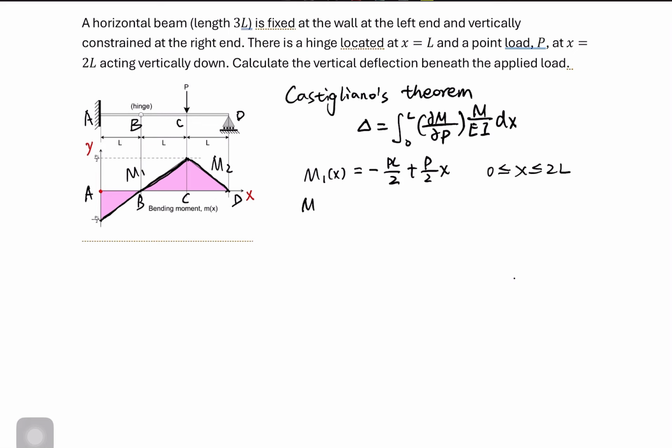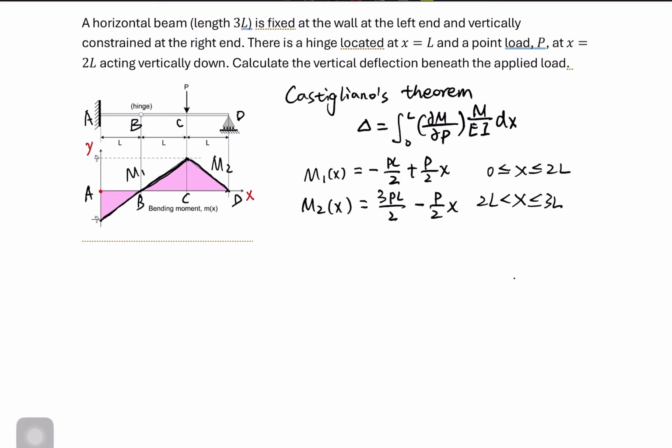And M2 is also very easy to derive. The function is 3PL over 2 minus P over 2 x, where x is larger than 2L and less than 3L. This is the expression for the two curves M1 and M2.